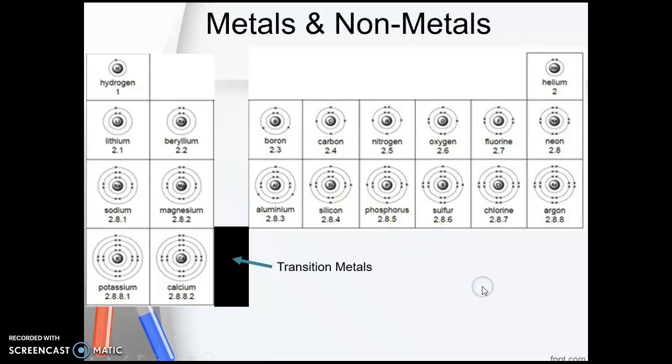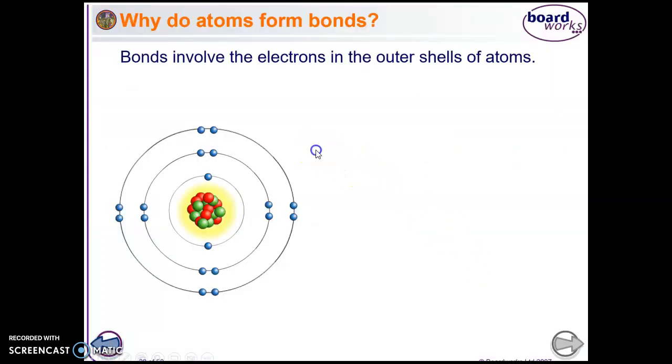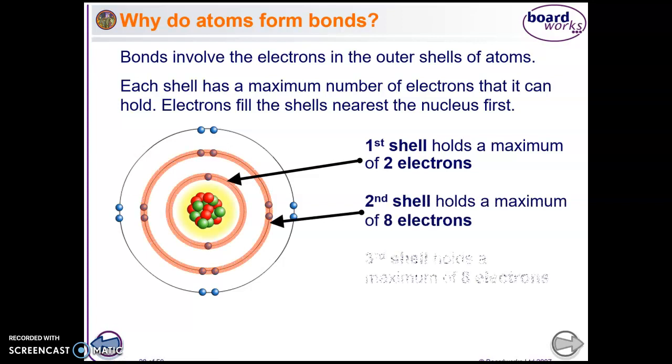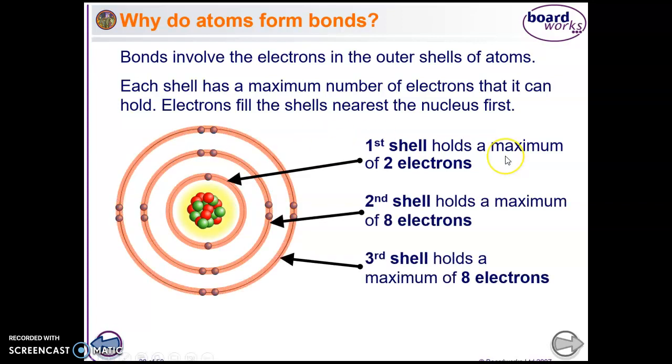Okay, another thing that I need to remind you of is the shells and how many electrons will fill every shell. So as you can see here, the first shell holds a maximum of 2 electrons, the second can hold a maximum of 8 electrons, and the third shell holds a maximum of 8 electrons. The number of electrons in the outermost shell will determine which group the element is going to be put in, and the number of shells will determine which period. If you don't understand or don't remember this part, you can watch the previous video.